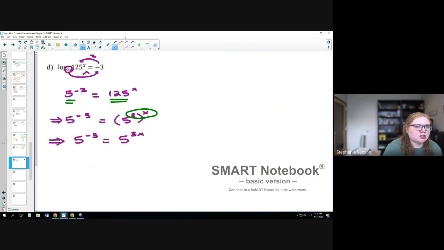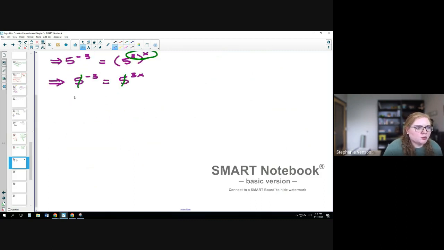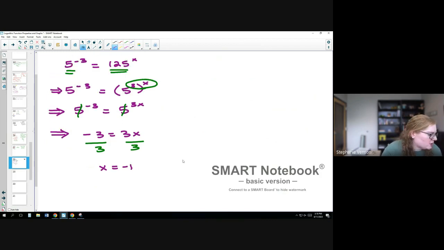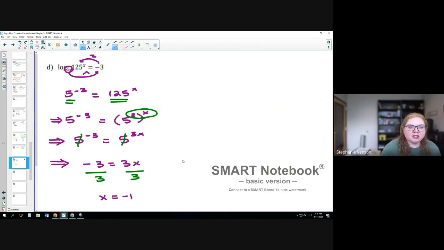Okay, and so we can drop our bases and set our powers equal. So we will have negative 3 equals 3x, and dividing both sides by 3, you get x equals negative 1. Okay, so x equals negative 1 is probably my answer, but I do want to check my answer before I box it.